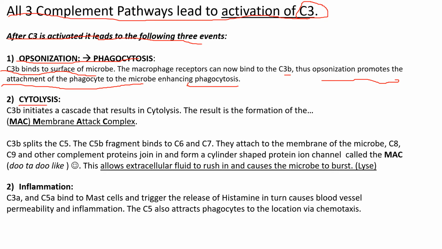Cytolysis is when the C3b initiates a cascade and results in cytolysis. The result is this formation of a membrane attack complex, the MAC. We want a MAC to form fast. And C3b splits C5, and the C5b fragment binds to C6 and C7. And you can imagine all these proteins coming and accumulating and forming this cylinder. They literally form a cylinder-shaped protein ion channel called the MAC, membrane attack complex.